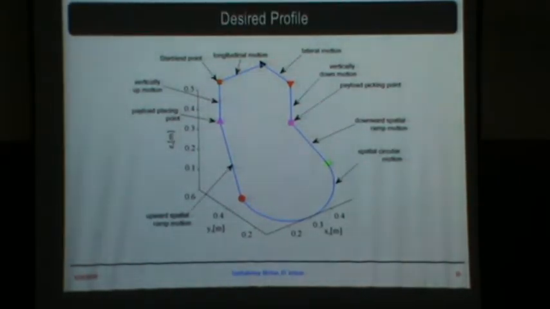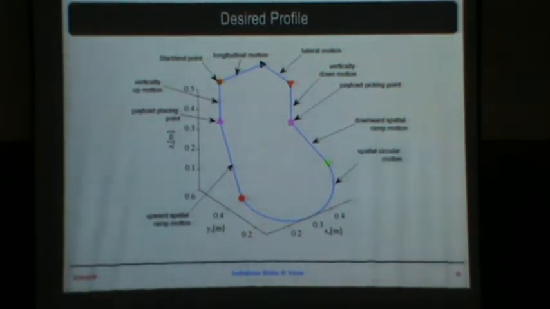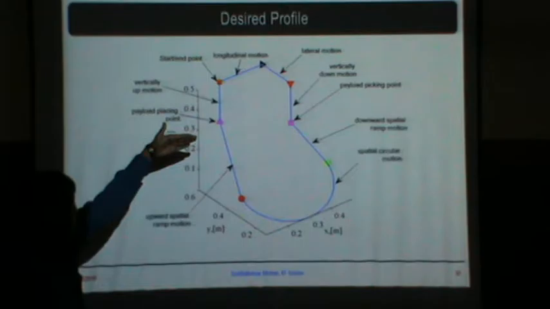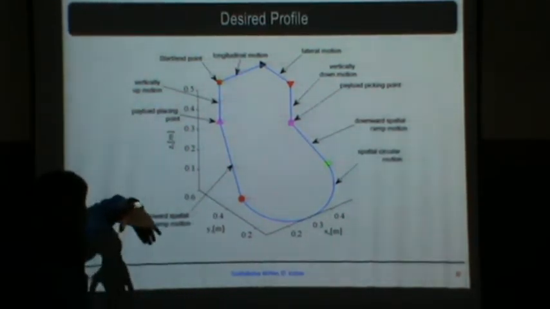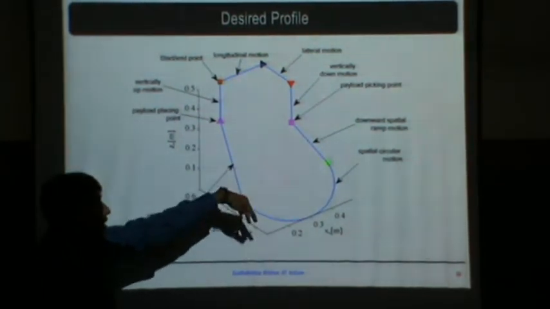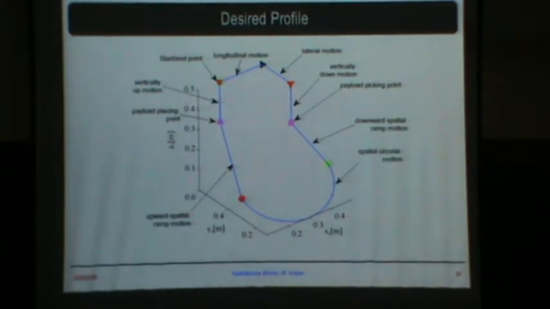I have taken a very complex profile for verifying, because we try to verify in simulation. If we are doing simulation alone, in order to prove it, you have to take a complex profile and do all the complex analysis. So we have taken a very complex profile where all motions are possible. For example, lateral motion, longitudinal motion, vertical up and down, then sliding, or you can say ramp motion downward, upward, and circular motion. Even in this, you are picking some unknown load and dropping the unknown load. So you are taking all complex profiles and trying to see the performance.